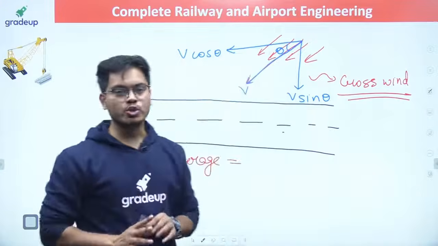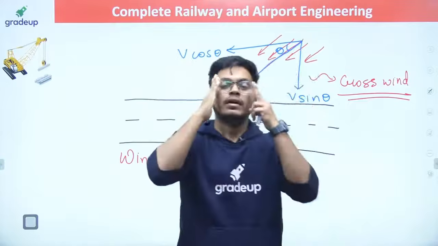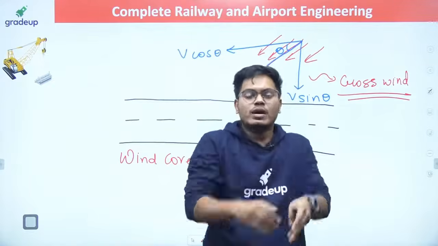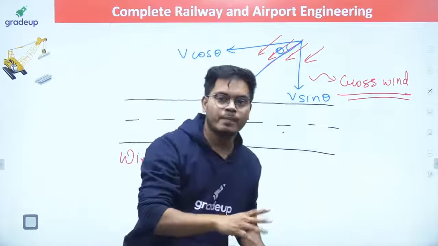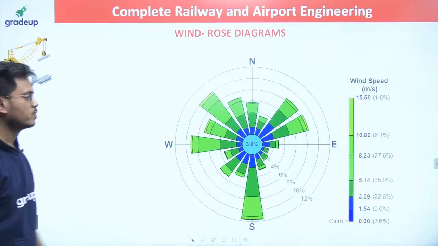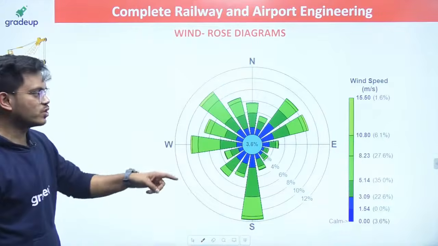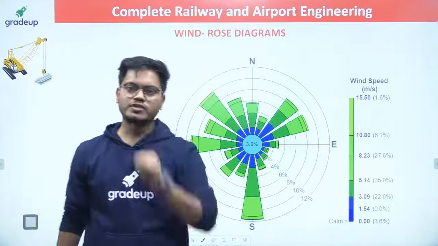So what I am going to do is I will check that this wind coverage is not less than the permissible value, and I will check in which direction I should make the runway. And that is done with the help of the windrose diagram. This is the windrose diagram. As you can see, guys, this windrose diagram is telling you three things. What are those three things?